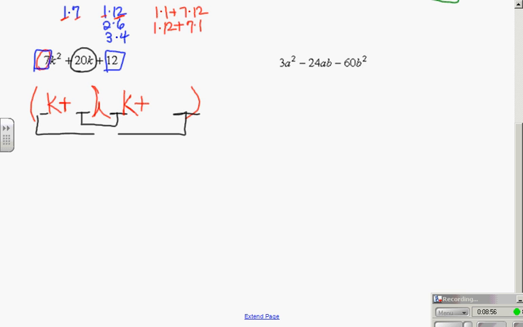I have to take 1 times 12 and test that combination with 7 times 1. That's not 20, so I've exhausted 1 and 12 as my possibilities. Now I'm going to take 1 times 2 plus 7 times 6. That isn't 20. Now I'm going to flip it and try 1 times 6 plus 2 times 7. That is going to be 20. So those two are my factors that are going to make 20.